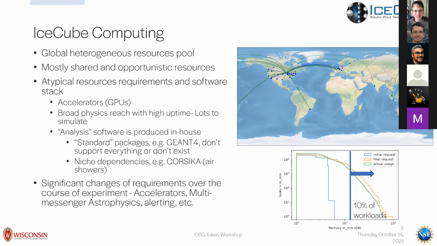We do a lot of different physics simulations. We don't just run Geant4 all day long. We do have non-standard packages like CORSIKA. And then we have this large science reach, which means that, as you can see in the bottom plot, about 10% of our workloads have very large memory requirements, which adds to the overall need. And then we keep evolving, as this is an emerging field, especially in multi-messenger astrophysics. It's only really been a thing since 2017. We have a very evolving mission that we have to accommodate.